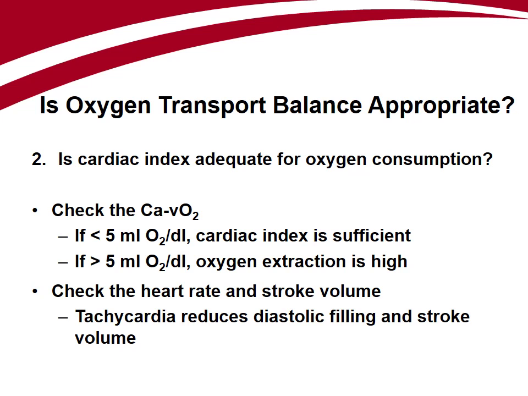If less than 5 milliliters of oxygen per deciliter, cardiac index is sufficient to meet the body's demands for oxygen. A large percentage of blood returning to the heart is still oxygenated. If greater than 5 milliliters of oxygen per deciliter, however, an abnormally high percentage of oxygen is being extracted from the blood. Attempts to increase cardiac index should be undertaken to improve oxygen delivery.